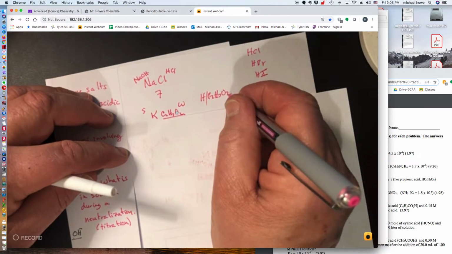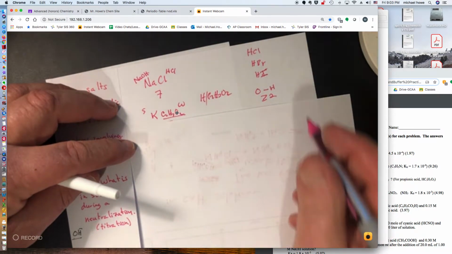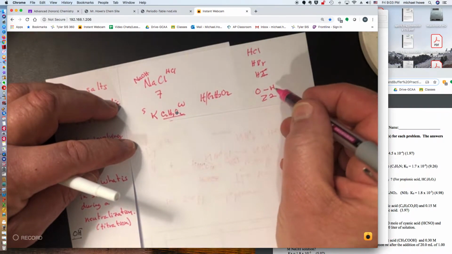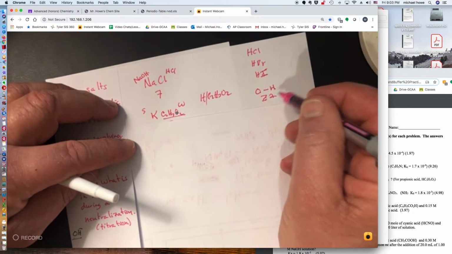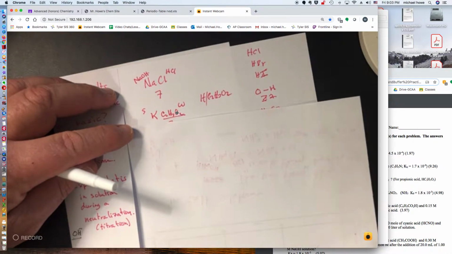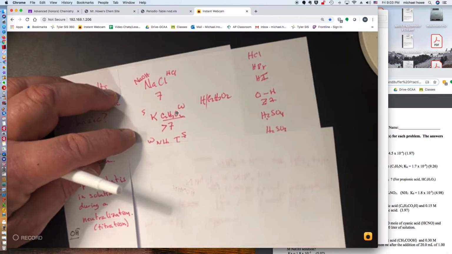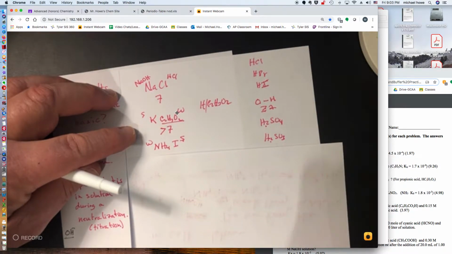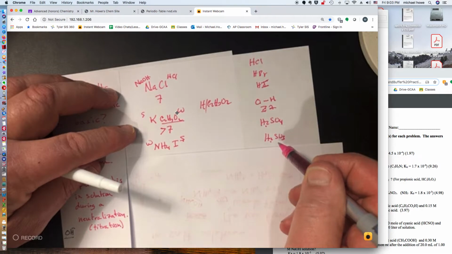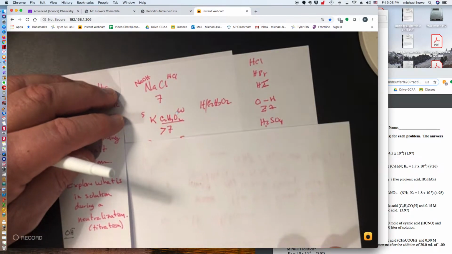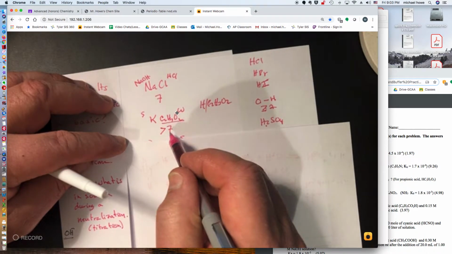So the difference is 2 minus 1, not big enough to be a strong acid, because we said that strong acids have a difference between the oxygen and the hydrogen of greater than or equal to 2. All right, so something like H2SO4 would be strong, because the difference here is 2, but H2SO3, 3 minus 2, 1, is weak. So since this came from a strong base and a weak acid, we'd expect the pH of the salt solution to be more than 7.